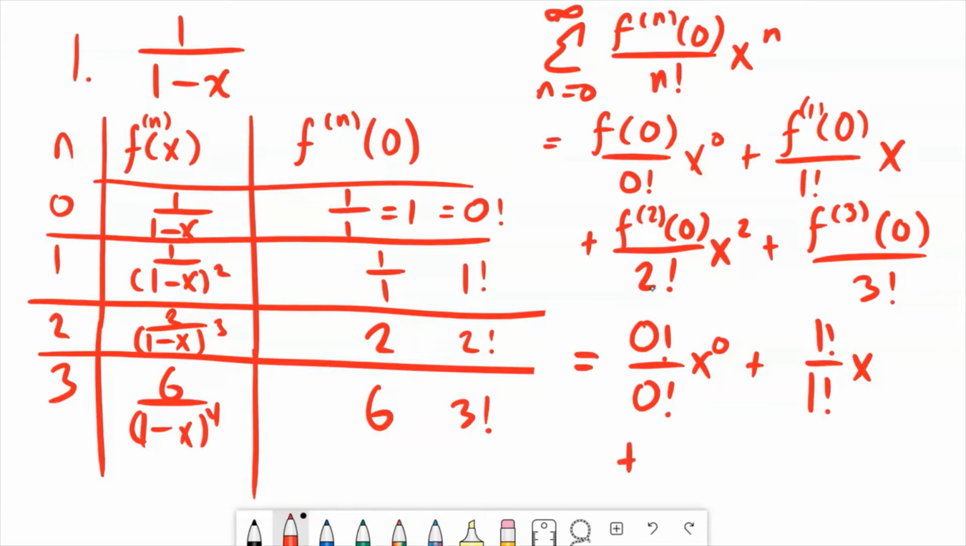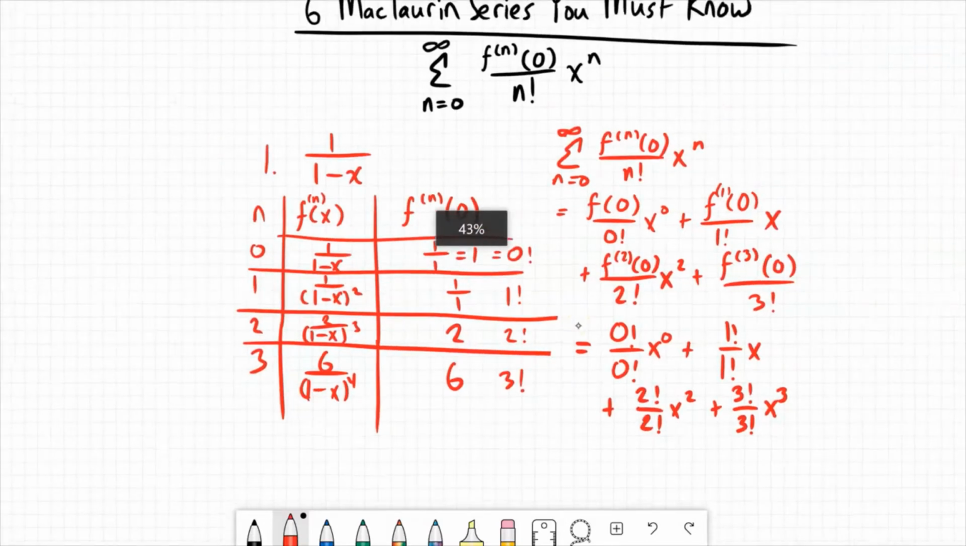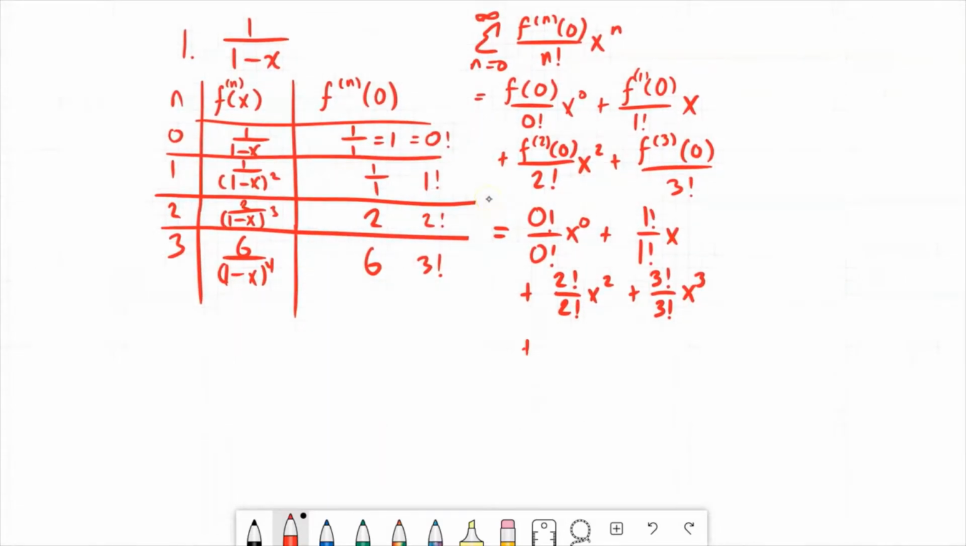So it's equal to this plus that, plus 2 factorial divided by 2 factorial times x squared, plus 3 factorial divided by 3 factorial times x cubed. And we see the pattern starts emerging. If you were to guess, the next term would be 4 factorial divided by 4 factorial x to the 4th, and then the next term would be 5 factorial divided by 5 factorial x to the 5th. You can actually prove this by continuing this down, but I'm not going to do that for time's sake.